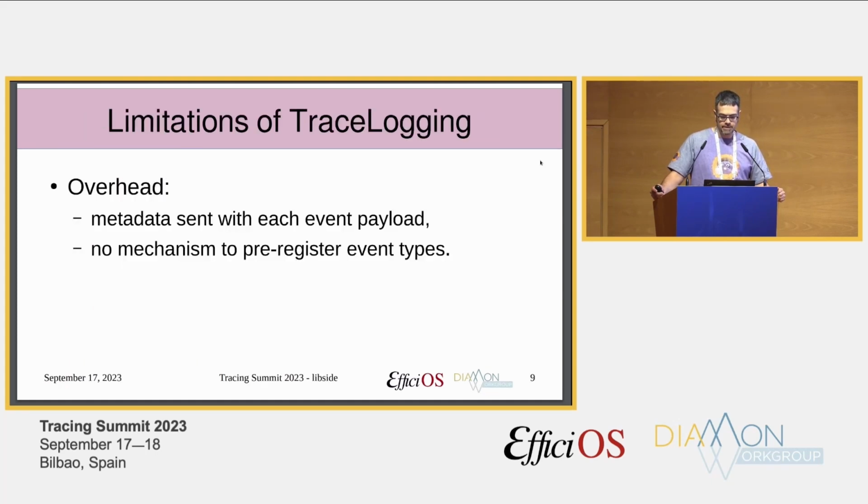Some limitations of the TraceLogging facility from Microsoft: it's mainly overhead. The way they do it is that they send the metadata along with each event payload. Each event contains its own description of its typing. This adds a lot of overhead when you do tracing. If you always do the round trip to a kernel tracer, you may not care that much because it's already relatively slow. But if you do a purely user space tracer, then adding this extra metadata along with each event increases the buffer size that you need a lot and takes a big overhead hit. They have no mechanism to pre-register event types and just push the data out on the fast path.